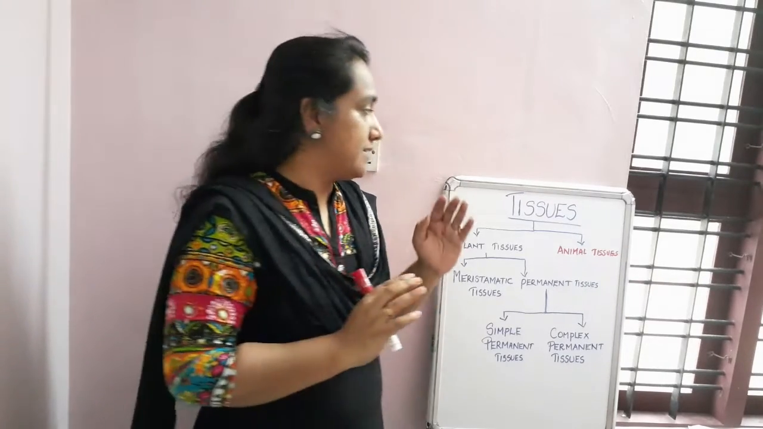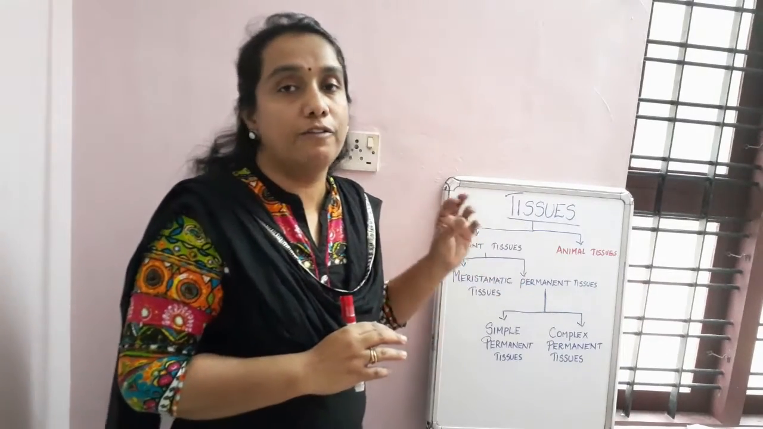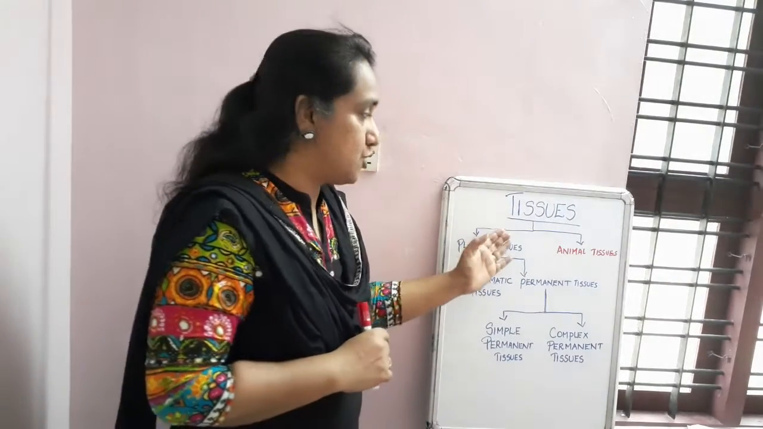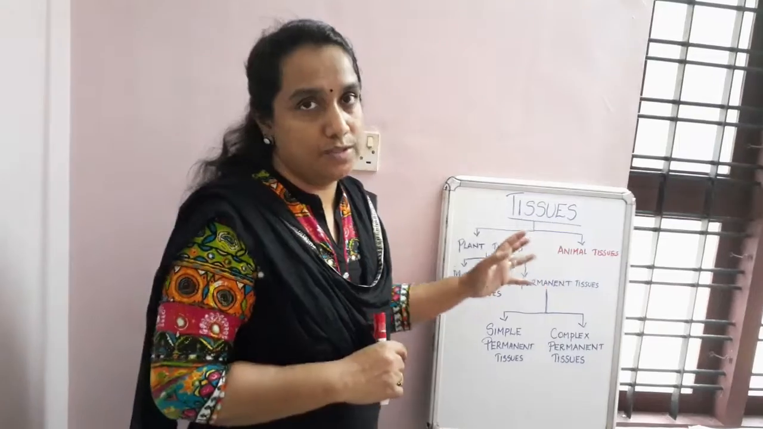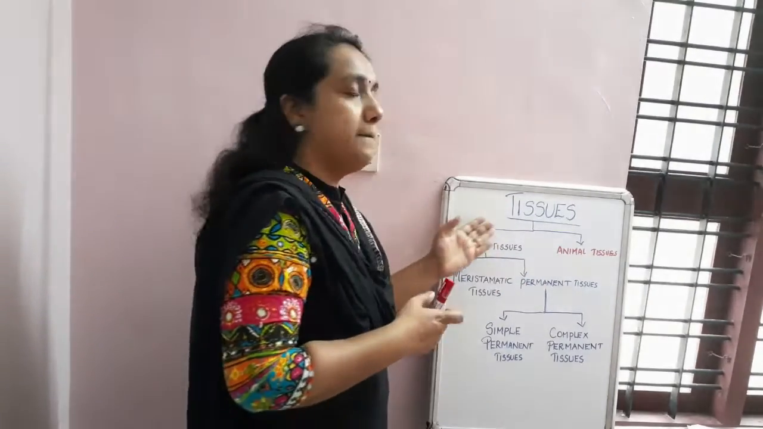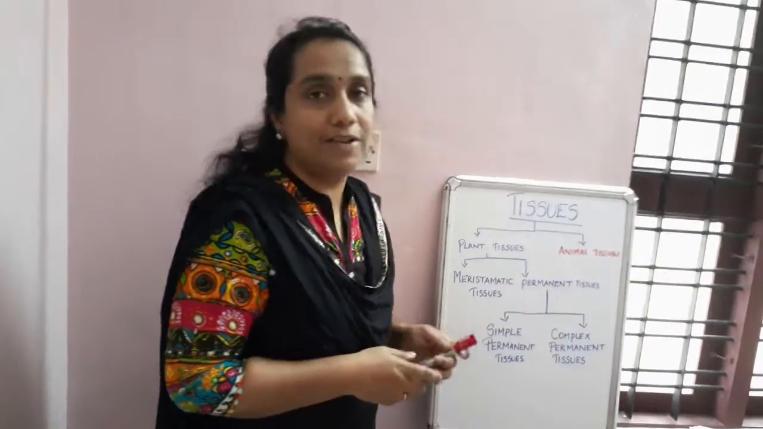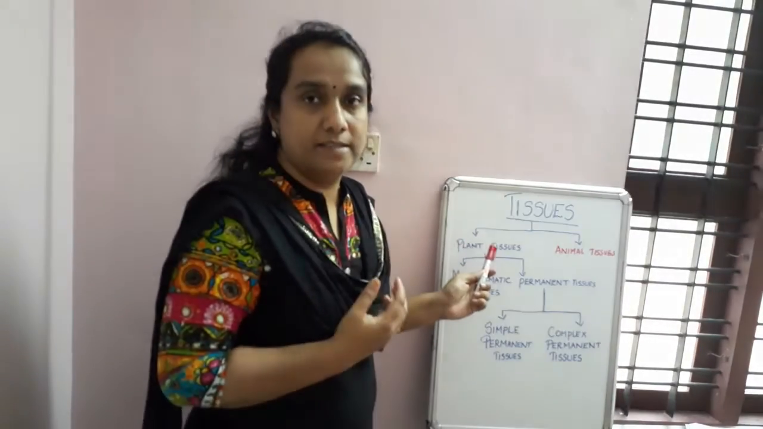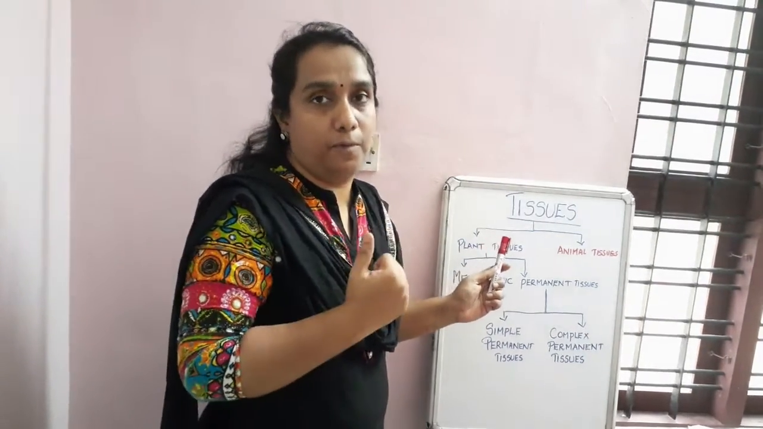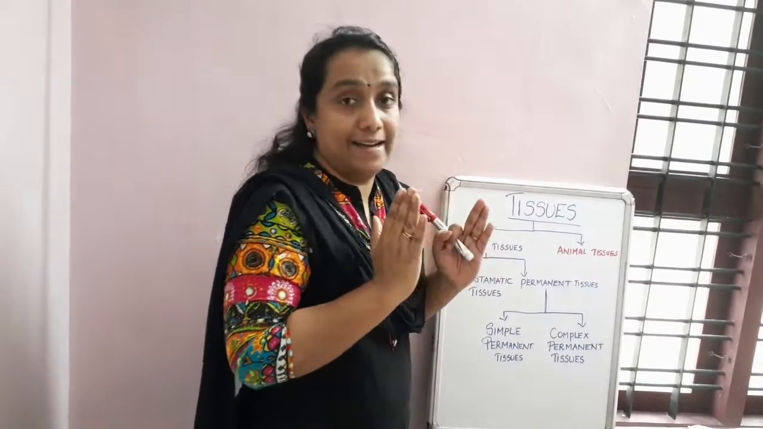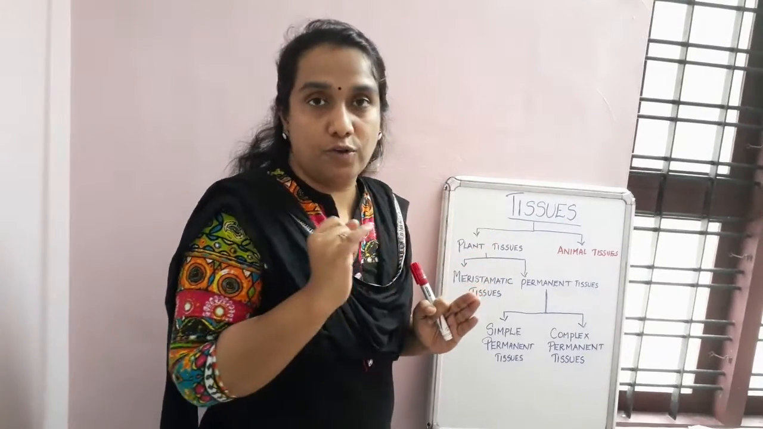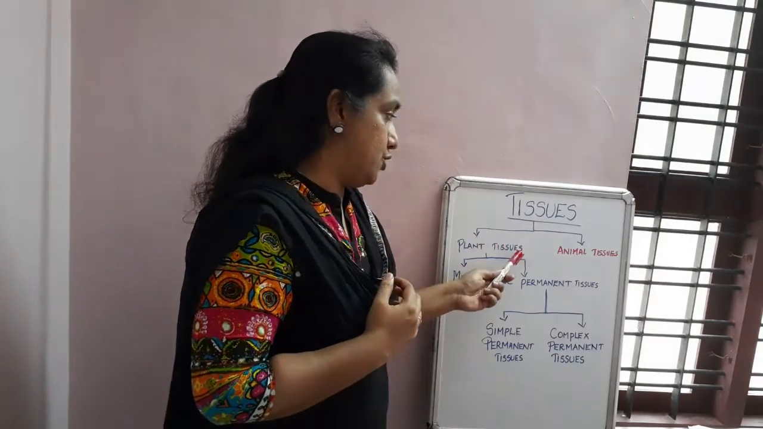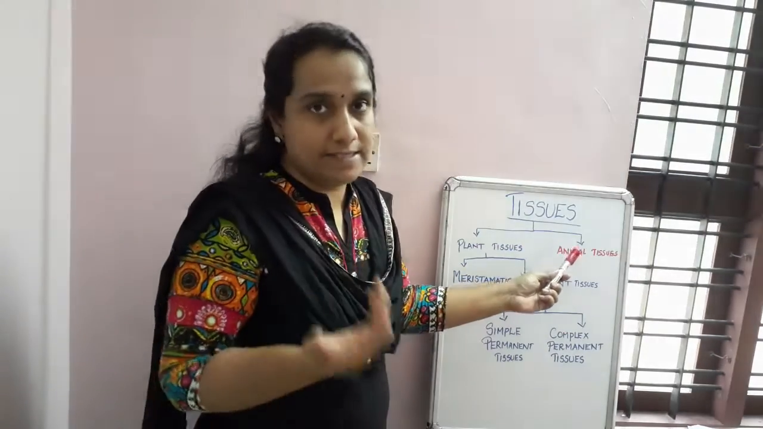Let's see the classification of tissues. Tissues are divided basically into plant tissues and animal tissues. In the case of plants, it is known as plant tissue, and in the case of animals, it is known as animal tissue. What is the use of tissue in plants? It will give mechanical support so that plants can stand straight, and there is storage of food. There are different types of functions for plant tissue. Animal tissue we will see later.